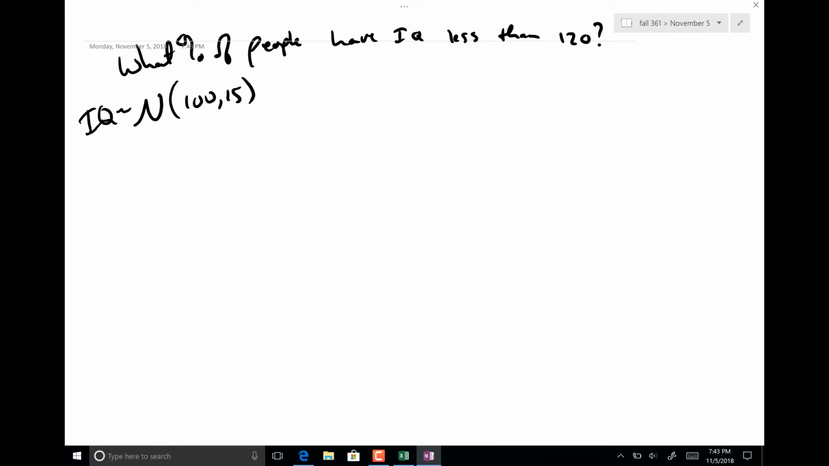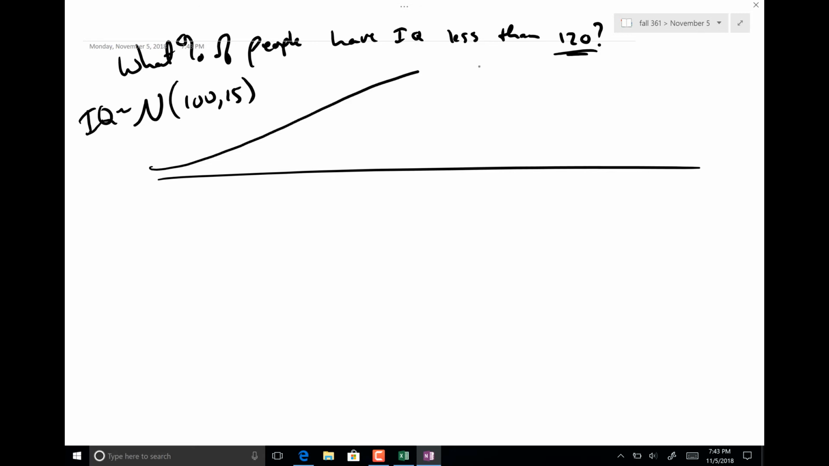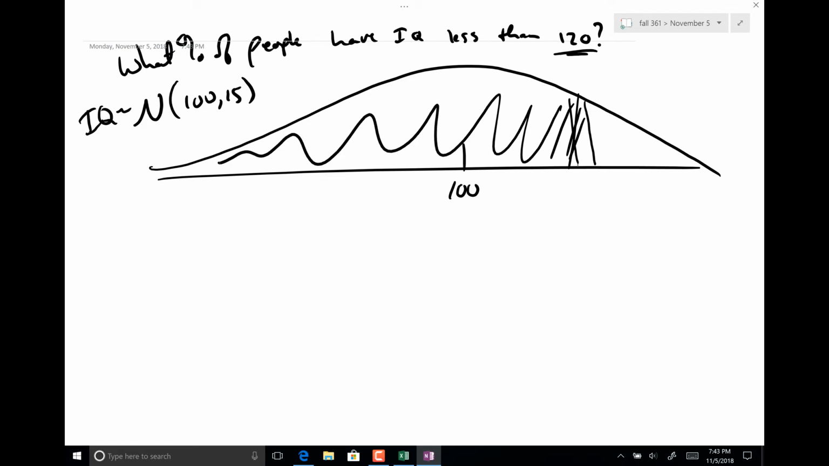So 120, well, what we're saying is this. If you're drawing a picture, here's 100, and here's 115, that's one standard deviation. So 120 is just a skosh beyond that, and I'm looking for all this area. It better be more than 50% when I'm done. In fact, coming from here all the way down it should be 84%, so it's going to be a little bit more than that. Let's think about that.